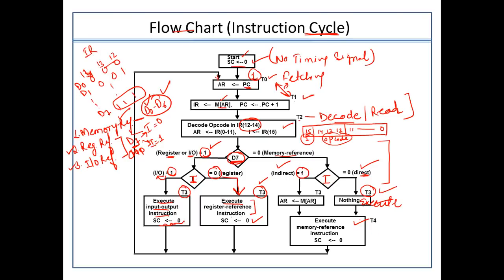But if the value of I is equal to 1, then at T3, now indirect is what? Indirect says the address in the memory's address register will be the effective address. So that's why I need to go to the address part of the address register in order to get the effective address. Once I get the effective address, then at the T4 clock cycle, I will execute the memory reference instruction and clear the counter to 0, and then I will again start with the preceding part.